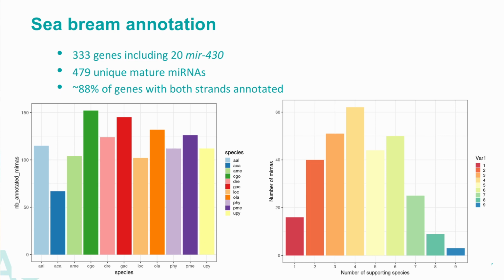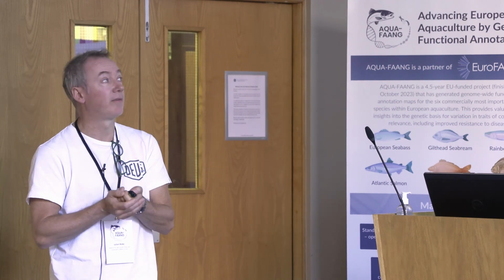So the number of microRNAs contributed from the different species. You can see that, for instance, stickleback and medaka are providing a high number, and you can see that here, again, the vast majority of microRNAs are supported by at least two species. Okay. And we end up with 333 genes, including 20 miR430, and that corresponds to 479 unique mature microRNAs. And actually, 88% of the genes have both strands annotated, so it's actually very good. We are very happy with the seabass annotation.